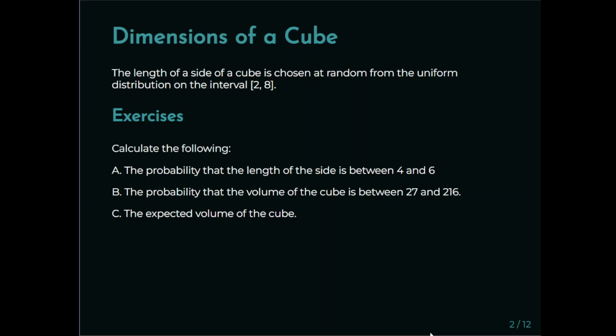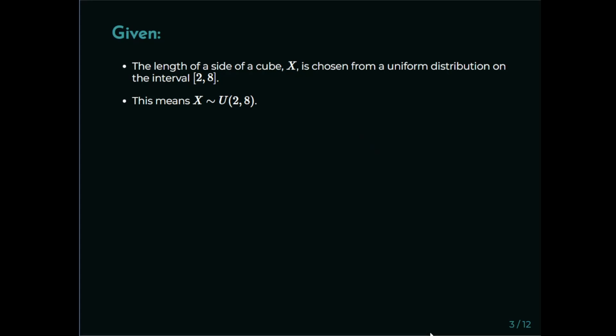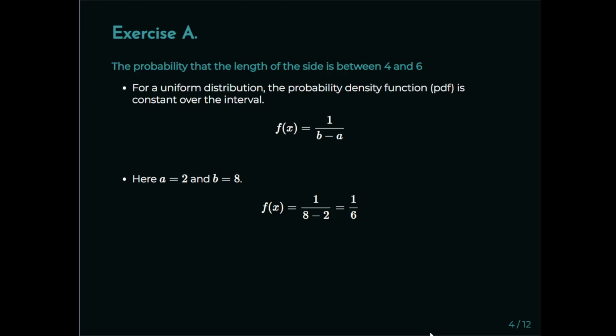Okay, so this is what we're told. The length of the side of the cube, x, is chosen from a uniform distribution on the interval 2 to 8. This means x is a random variable that is uniformly distributed with a minimum of 2, so a equal to 2, and b equal to 8, where b is the maximum value on the interval. It's the upper bound on the interval, you may say.